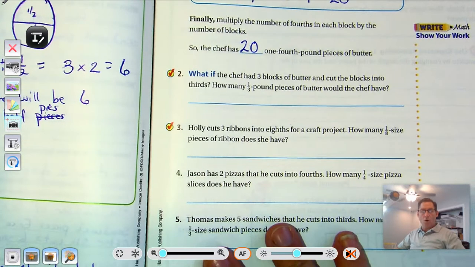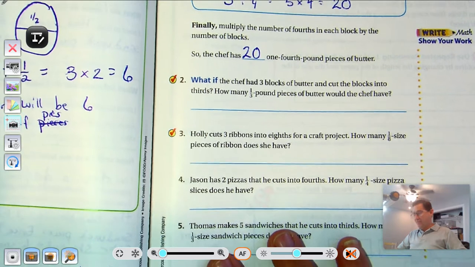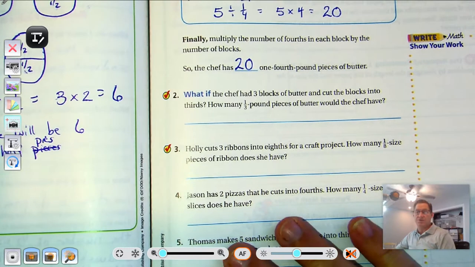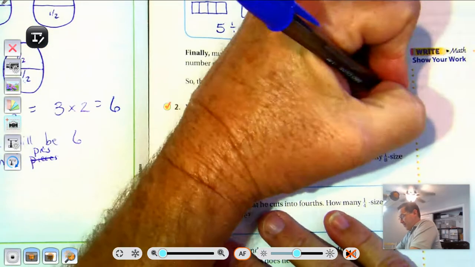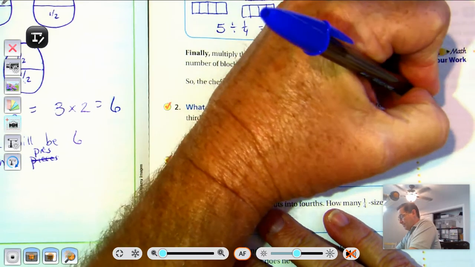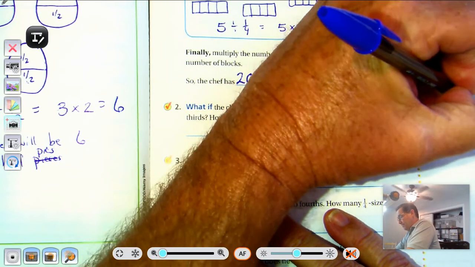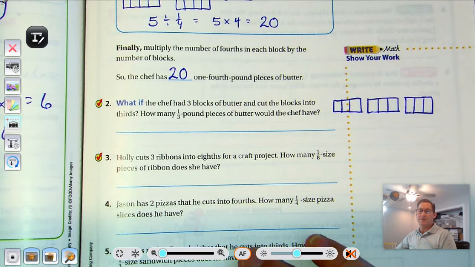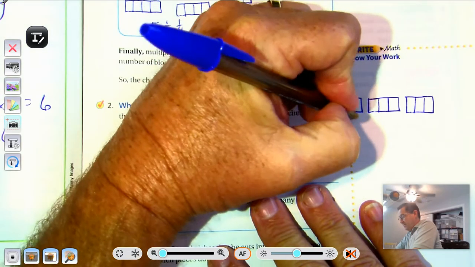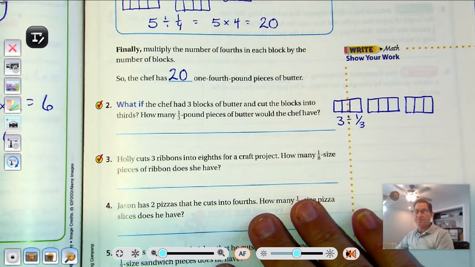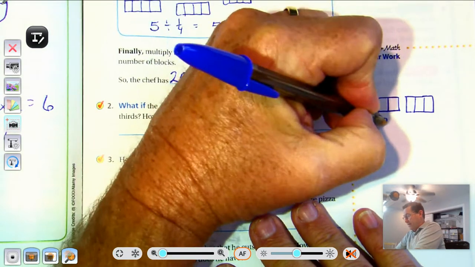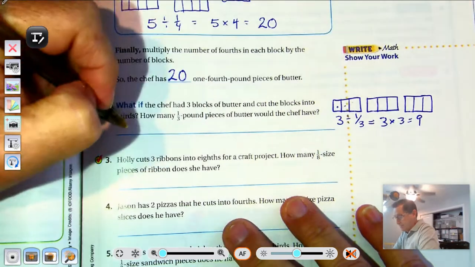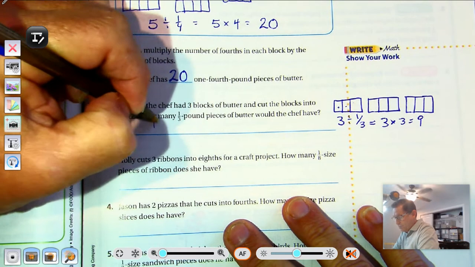Right, number 2. What if the chef had 3 blocks of butter and cuts the blocks into thirds? How many 1/3 pound pieces of butter would the chef have? So we're saying 3. Okay, so we have 3 blocks of butter cut into 1/3 pieces. So basically we're saying 3 divided by 1/3. So that's the same as saying 3 times, there's 3 1/3 pieces in every whole, so 3 times 3, 9. You would have 9 1/3 pound pieces.